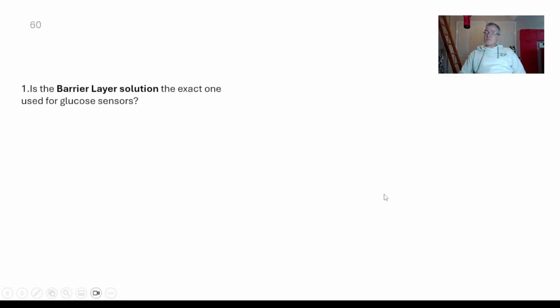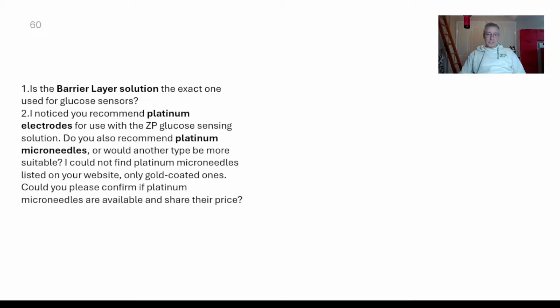Last one. Is the barrier layer that we sell on our website the same one that we use on our glucose sensors? The quick answer is yes. We do sell platinum screen printed electrodes, so people can make their own glucose sensors on top of those platinum screen printed electrodes. I don't believe we make a platinum microneedle anymore. Just out of interest, gold microneedles can also be used to make CGMs as well. We do sell some gold microneedles.